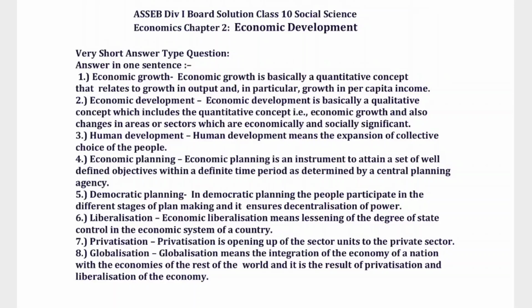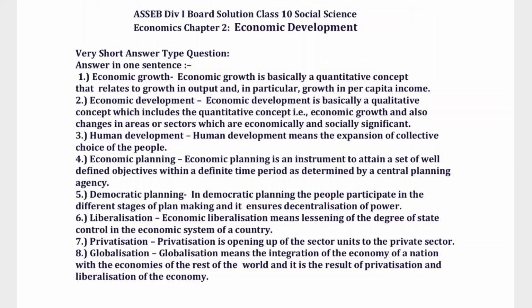Number 2, economic development. Economic development is basically a qualitative concept which includes the quantitative concept economic growth and also changes in areas or sectors which are economically and socially significant.